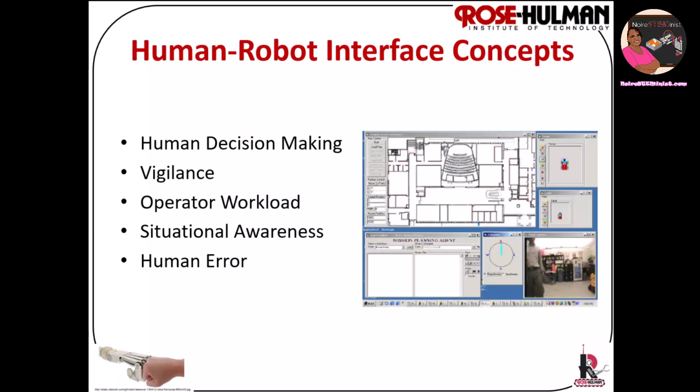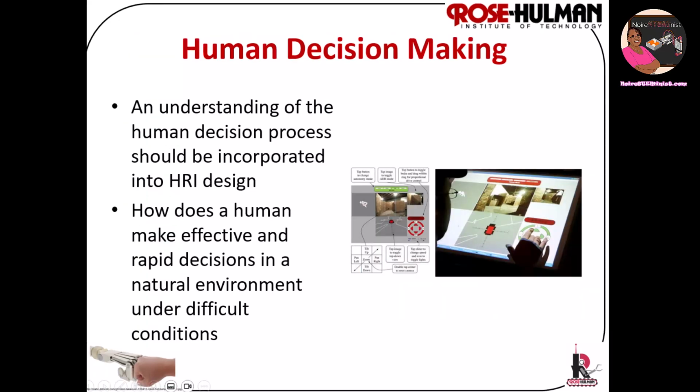So the human-robot interface concepts are based upon human decision-making. Does the interface allow the user to get the information they need to make a good decision? Are they able to be vigilant about the progress towards the mission or the task or the state of the robot? Are they able to maintain their workload while also keeping situational awareness and minimizing human error? This means that an understanding of the human decision process should be incorporated into the HRI design.